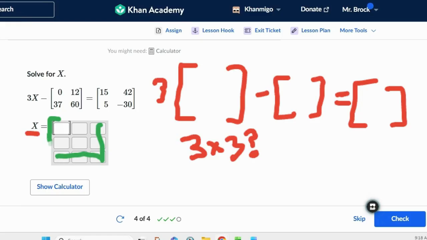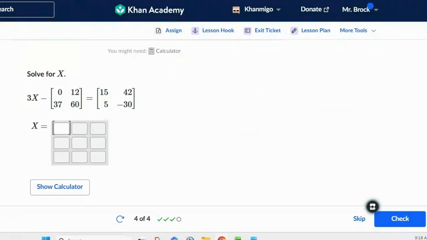X has to be a 2 by 2. These are extra. If you put something there, it'll be wrong because this has to be a 2 by 2 as well. 3 times a 2 by 2 minus a 2 by 2 would equal a 2 by 2. So they're just testing us to see if we know what we're doing. Okay, so to work this problem, because these are a little different than the last one we had.